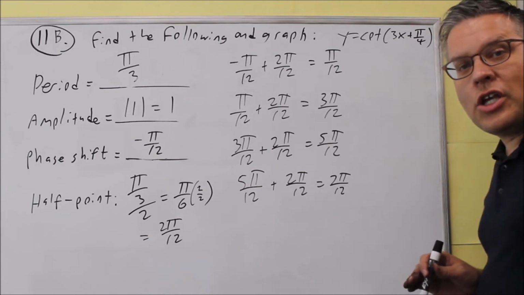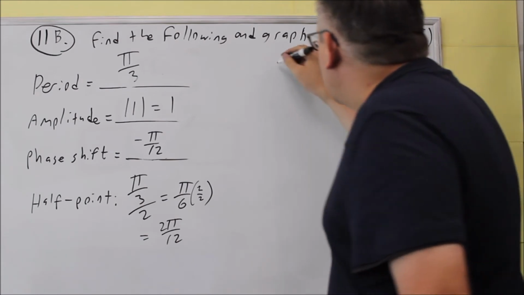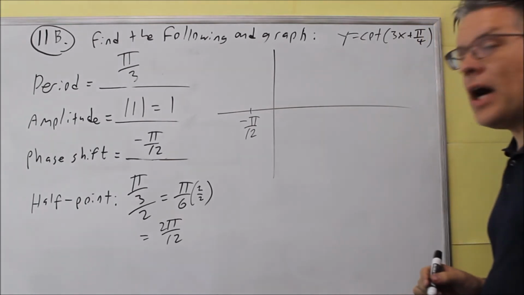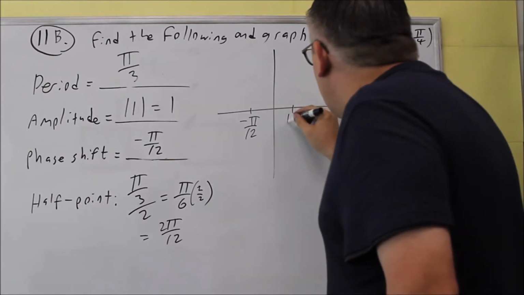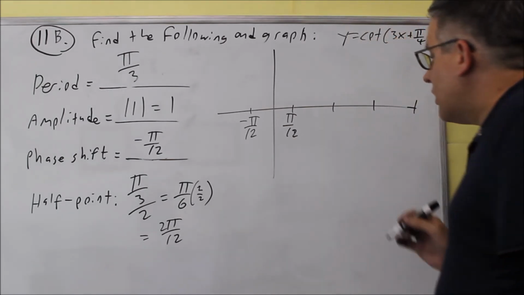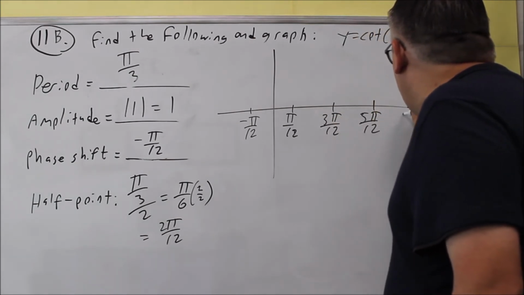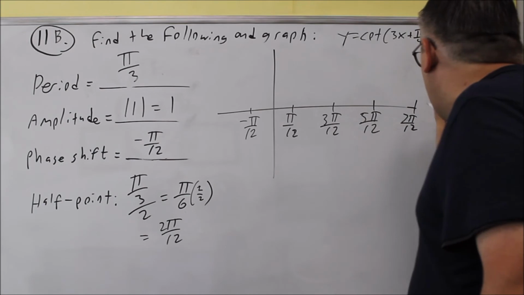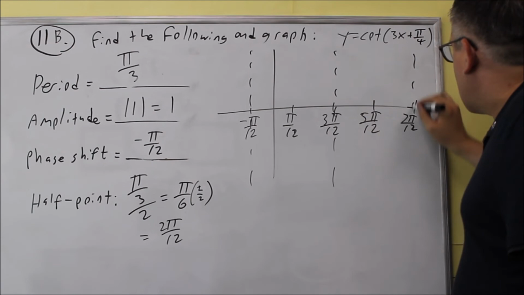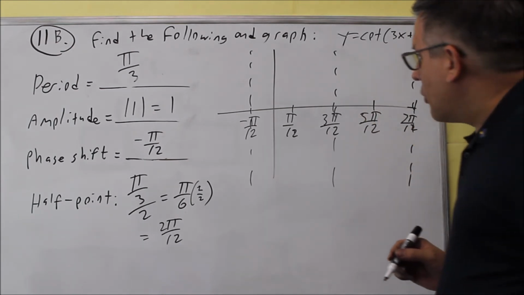Now that you have all of the key points, we're ready to put them on the graph. Starting out here, the first key point was at negative pi over 12. The other one was at pi over 12, and then we just keep adding those all the way across. The next ones were 3 pi over 12, 5 pi over 12, and 7 pi over 12. Those are all the ones that we wrote down earlier. The first one, the middle one, and the last one are the ones that get the vertical lines. Those are our vertical asymptotes.